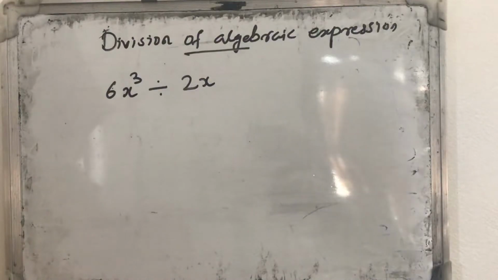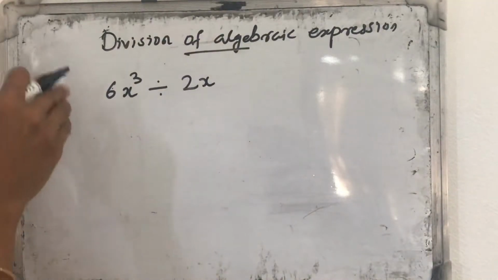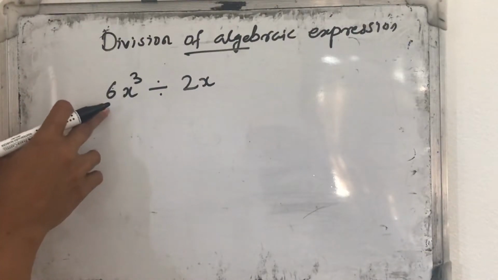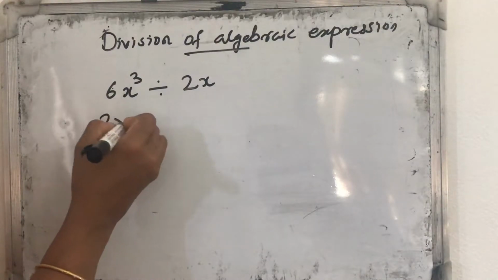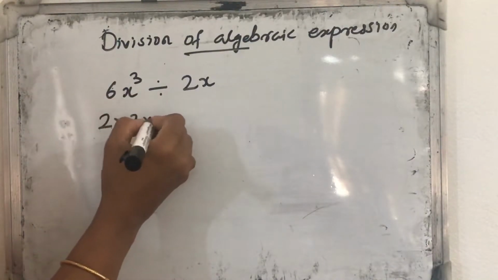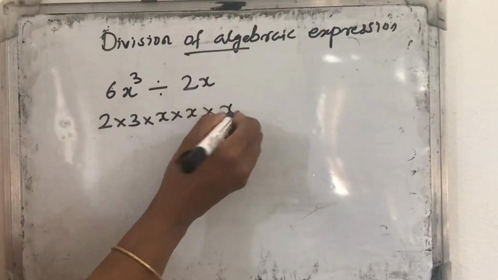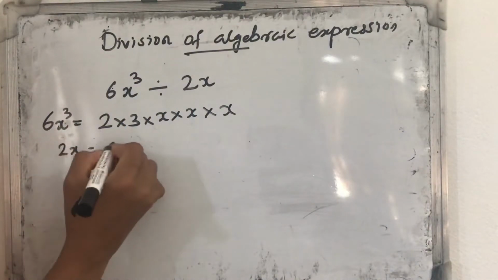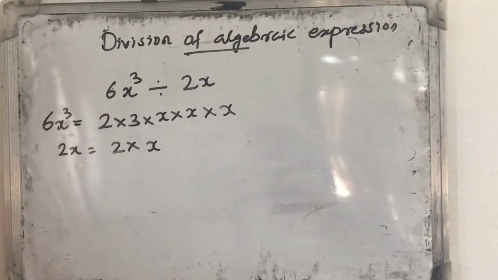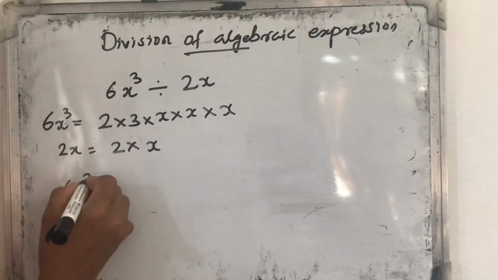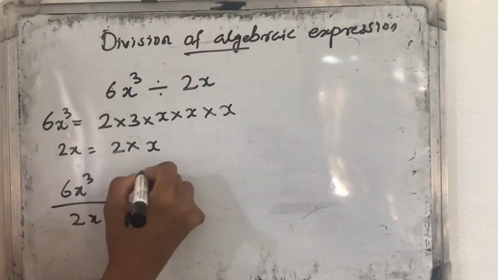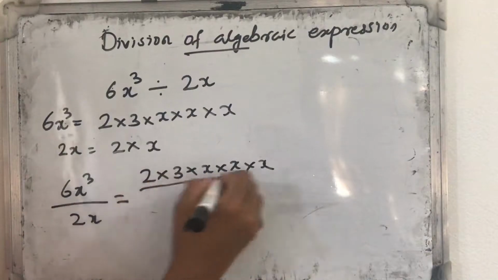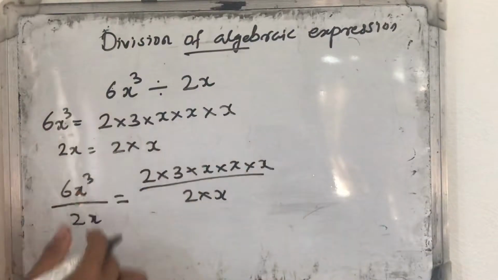In this type of question we can find the factors of the given terms. First, the factors of 6 are 2 into 3, and the factors of x cubed are x into x into x. Instead of 6x cube, we can write it in this form, and 2x we can write as 2 into x. Then for division, 6x cube divided by 2x becomes 2 into 3 into x three times, divided by 2 into x. All are in multiplication form.